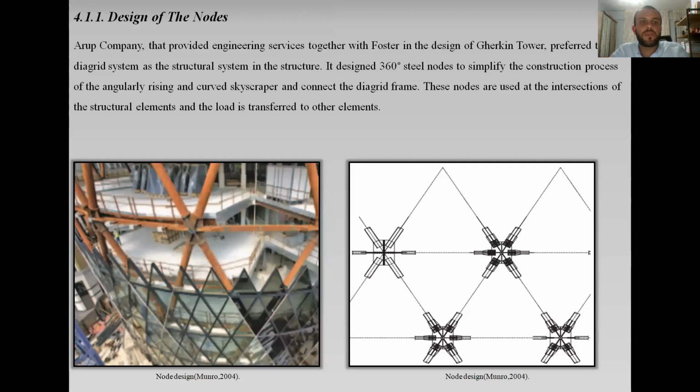Design of nodes. Our company, which provided engineering services together with Foster in the design of Gherkin Tower, referred to the Diagrid system as the structural system. In the structure, 360-degree steel nodes are designed to simplify the construction process of the angularly rising and curved skyscraper and to connect the Diagrid frame. These nodes are used at the intersections of the structural elements, and the load is transferred to other elements. This is a node design in Gherkin Tower.